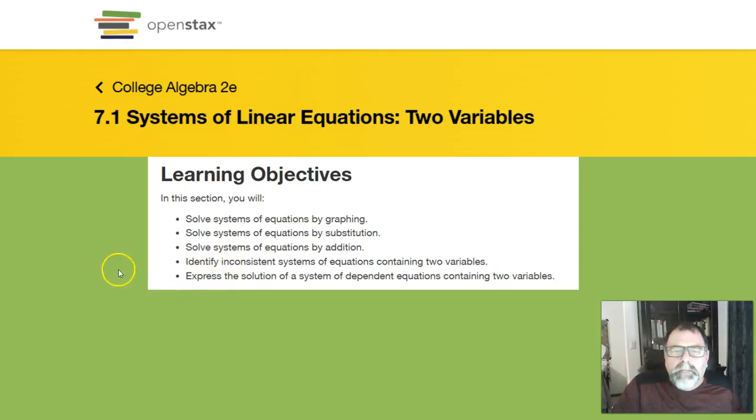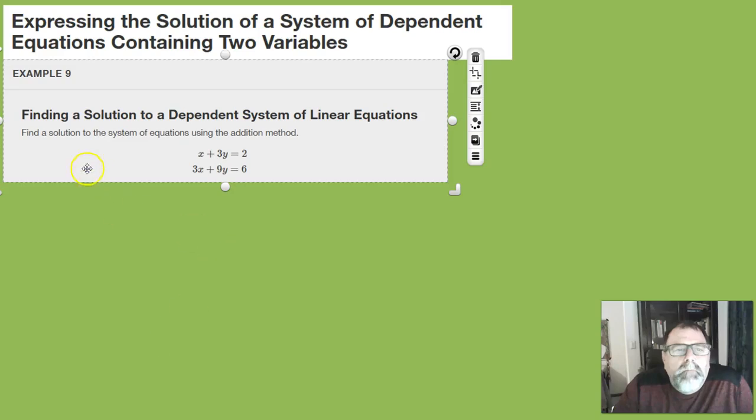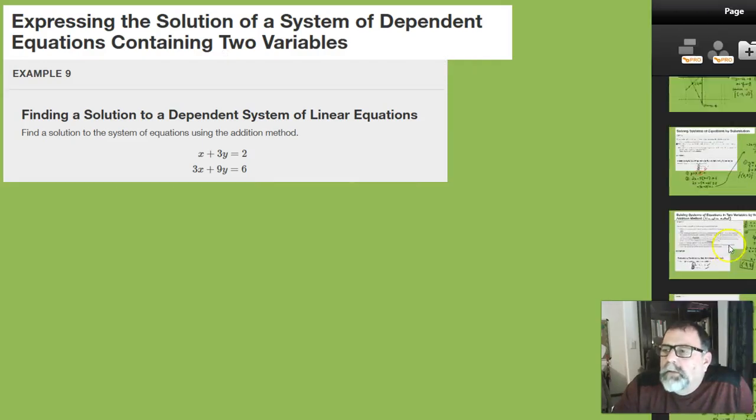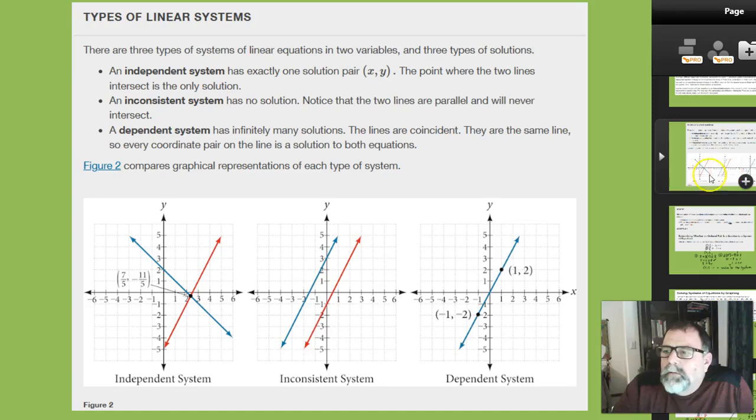And our last learning objective for today: express the solution of a system of dependent equations containing 2 variables. Example 9, find a solution to a dependent system. So remember, dependent solutions. Let's go back and look at that. Dependent systems are basically where the 2 equations represent the same line. So there's an infinite number of solutions. Every point on this line is a solution to the system.